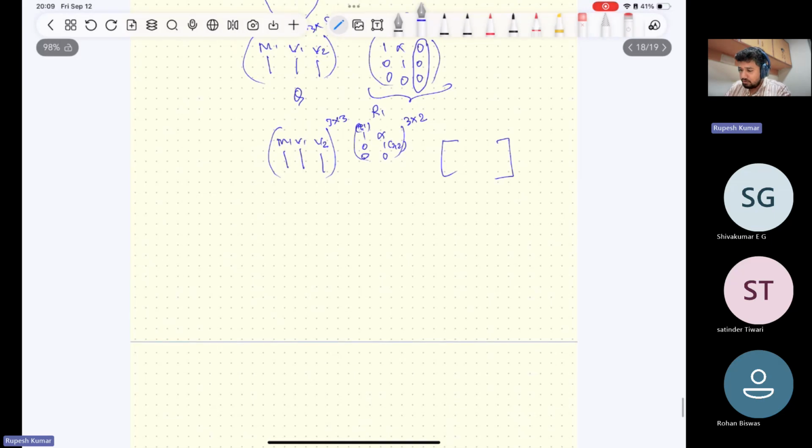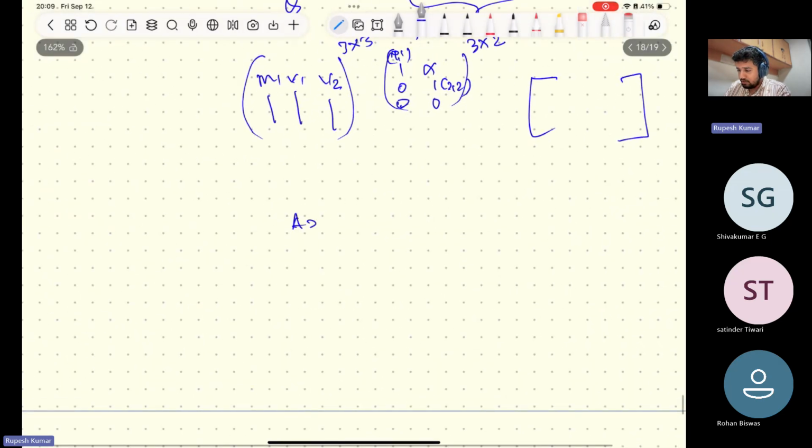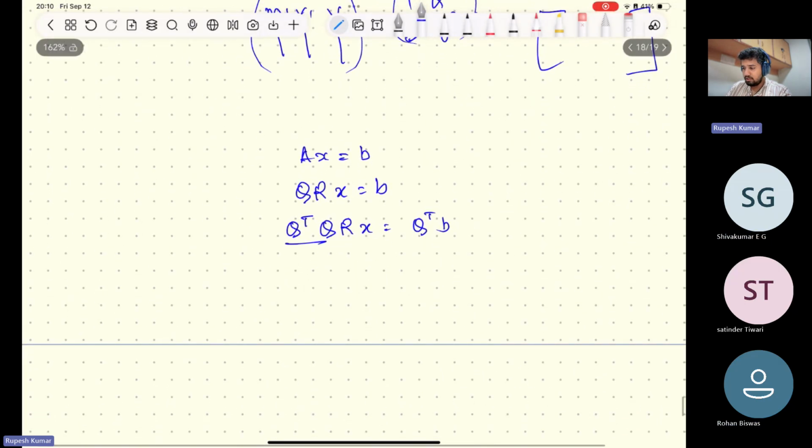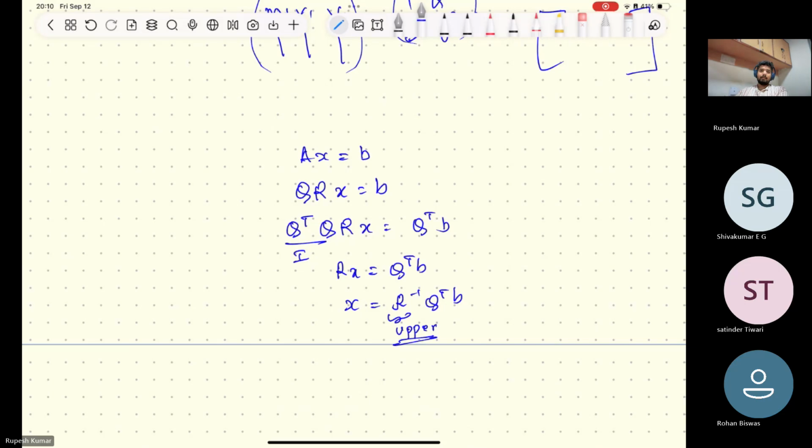Let's see. You are solving Ax equals b, and let's deal with square matrices. So A is QR, QRx equals b. You know that the inverse of Q is Q transpose. So you say Q transpose Q Rx equals Q transpose b. Now this is the identity matrix, so you get Rx equals Q transpose b. From here you can say x equals R inverse Q transpose b. Given R is upper triangular, the inverse operation can be fast.